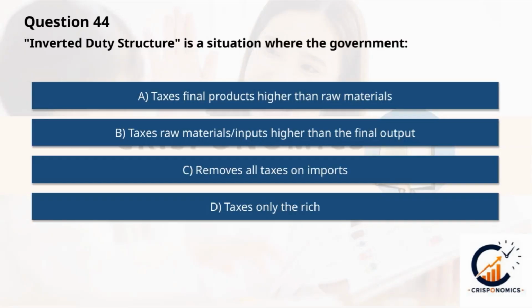An inverted duty structure happens when the government sets tax rates so that final products are taxed more heavily than the raw materials or inputs used to make them. Sometimes, it can also mean taxing raw materials higher than the finished goods. This creates a mismatch that can discourage local manufacturing or add unnecessary costs. In this question, we're exploring which scenario best describes an inverted duty structure and how it impacts trade and industry.